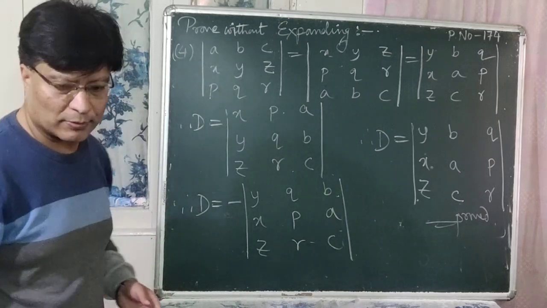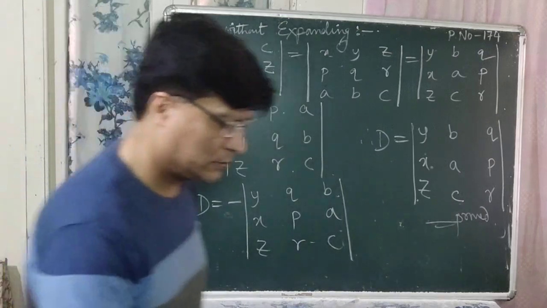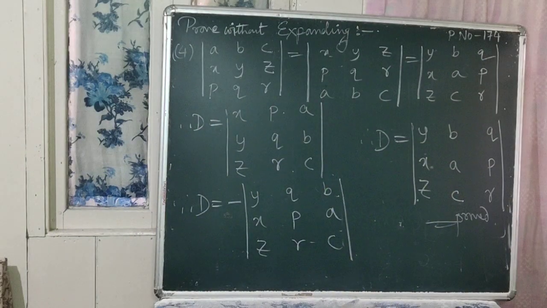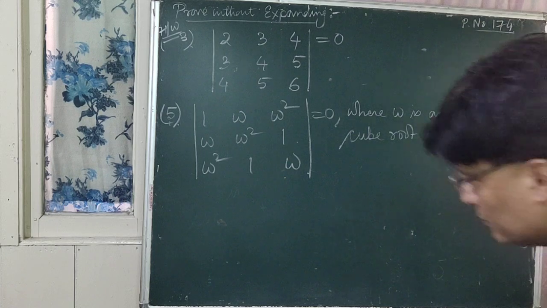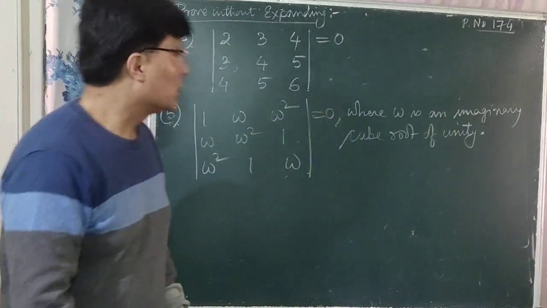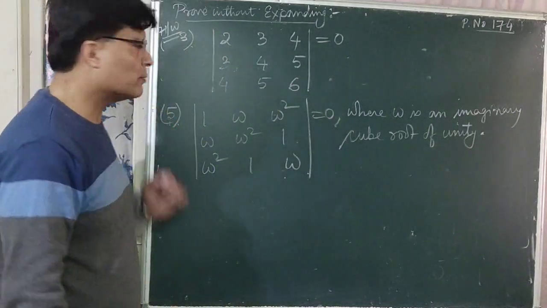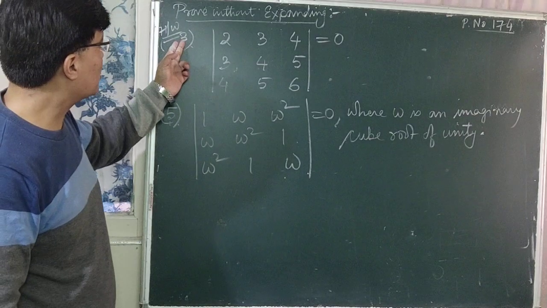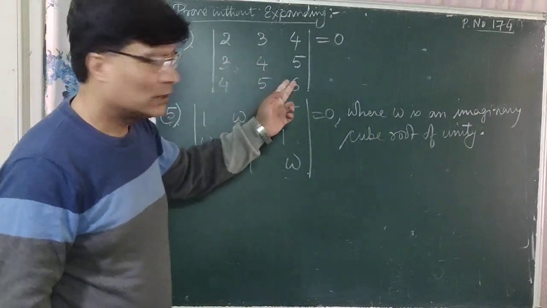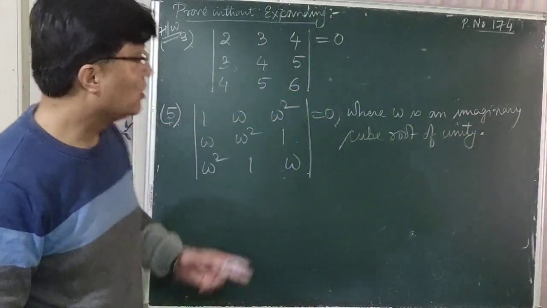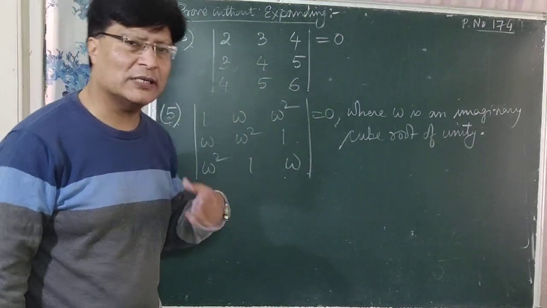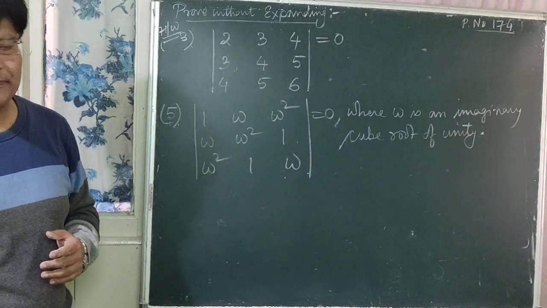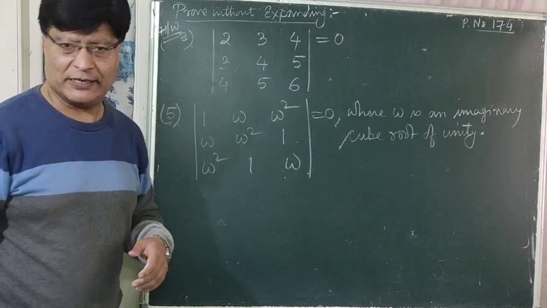So let's do another problem. Now, let us do question number 5. Now, this question number 3 is your homework. This is page number 174. So, this question number 3 is the same as question number 12, which we have done in the last online class. Okay? Now, let's do question number 5.